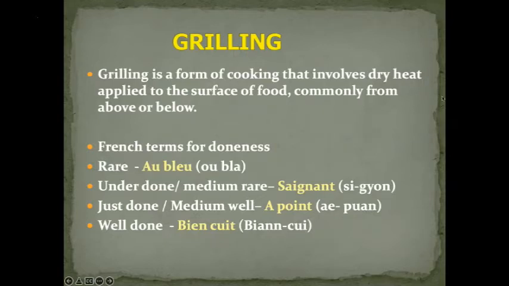Okay, so rare French terms are different French terms for doneness. The first is rare. If I'm cooking a steak and I say rare, then rare in French means "bleu". I've written the pronunciations in brackets. This is the French term and this is the pronunciation. Then there is medium rare or underdone.